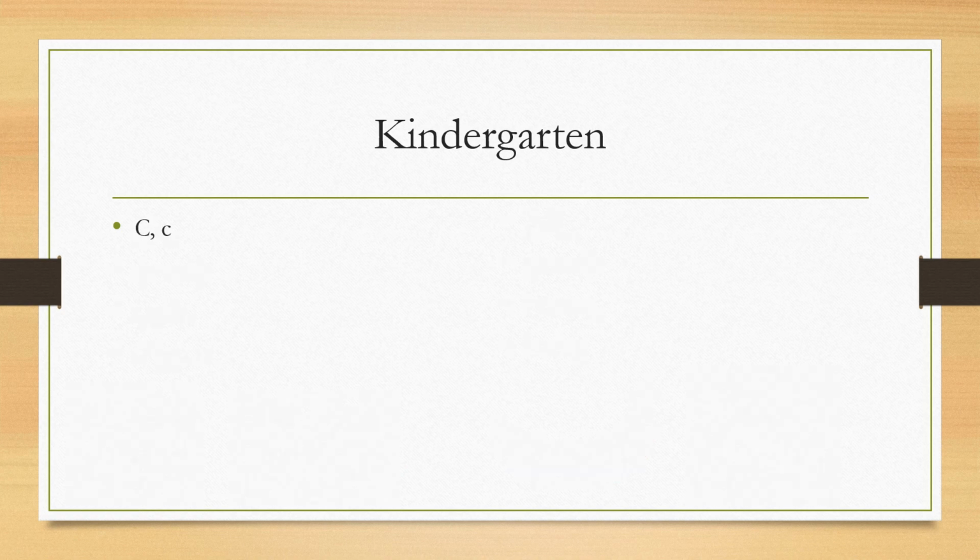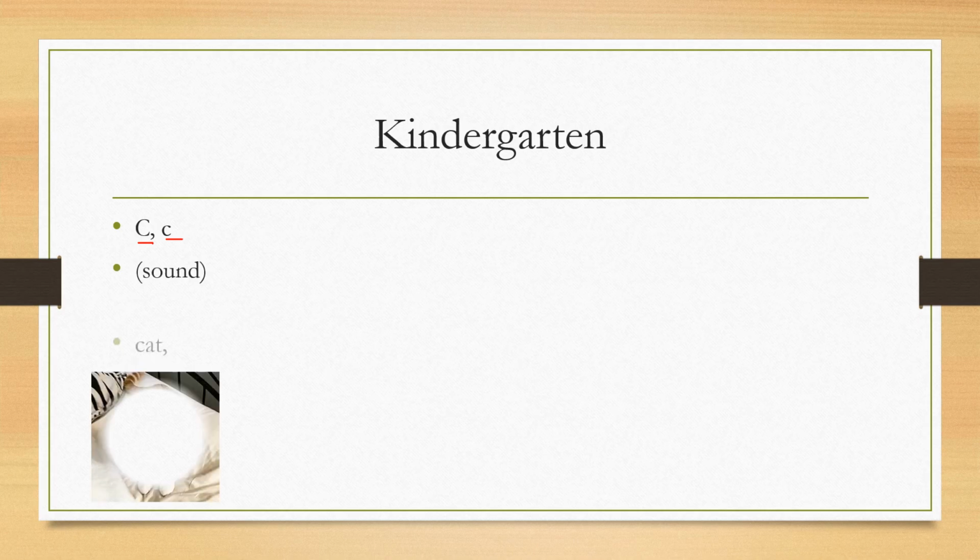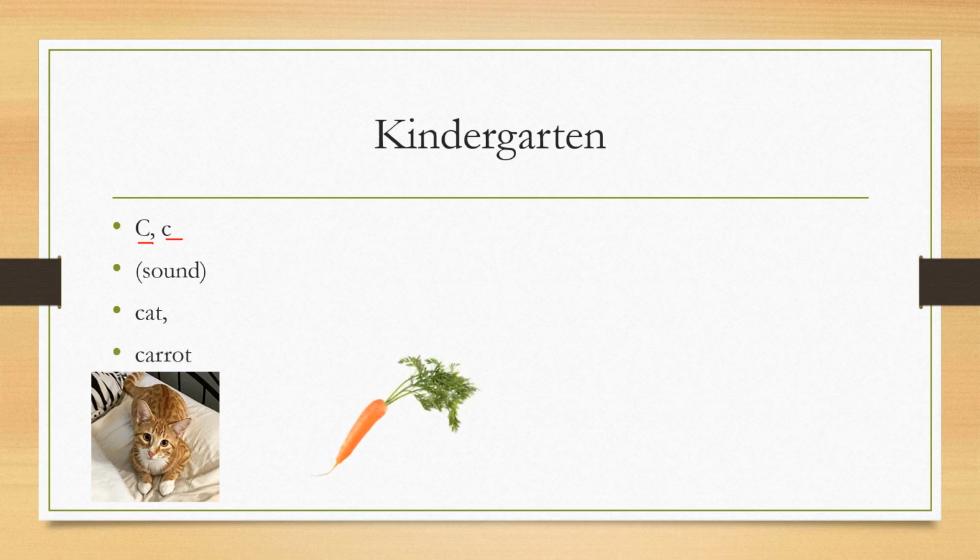Then we have letter C. Letter C has a big letter and a small letter. Letter C makes a sound k, k, k. It says words like cat and carrot.